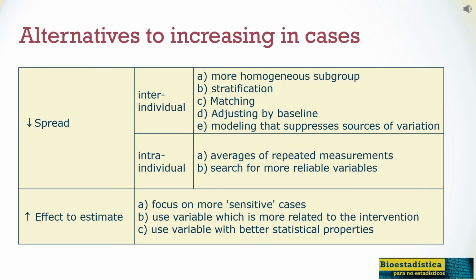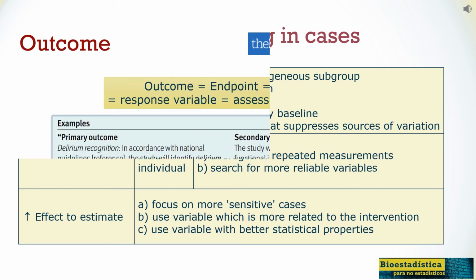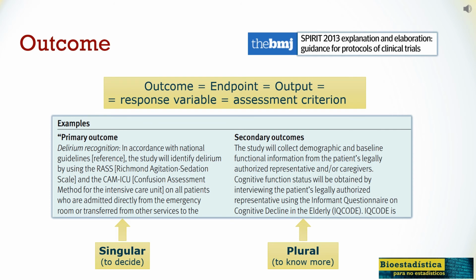Finally, it is important to know that you can work sigma and delta with the potential of experimental design to get the necessary power without increasing the number of volunteers. Which leads me to talk about the outcome. We distinguish between the main variable, which will serve to make the decision, and the secondary variables, which we will use to learn more and increase scientific knowledge.